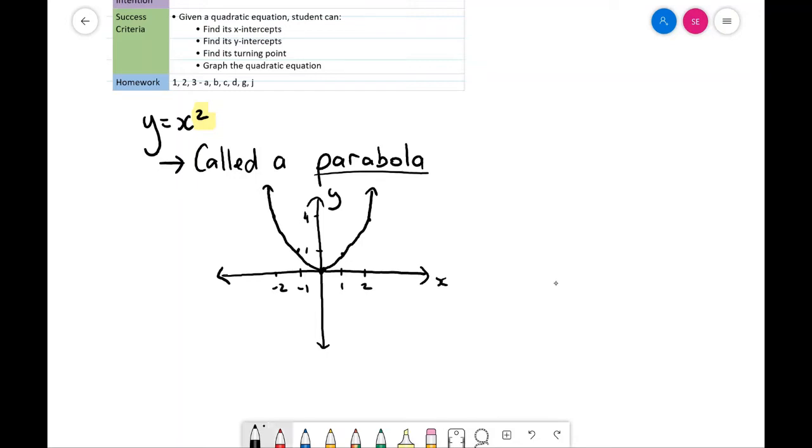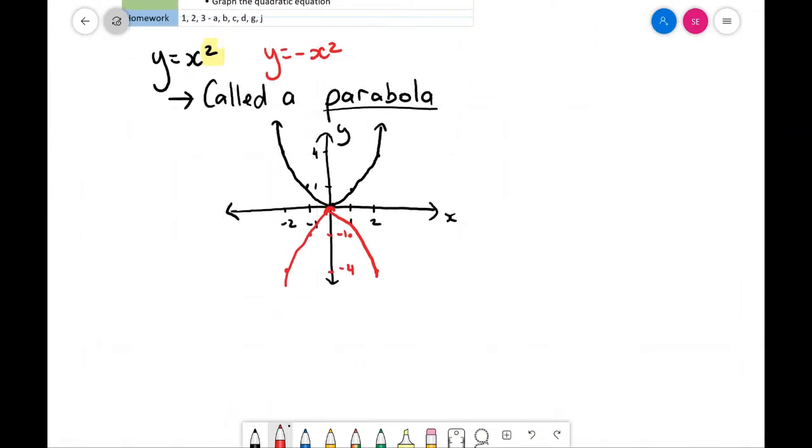If you were to have y is equal to -x squared, it would be flipped over the x-axis, so it would look something like this. Obviously my drawing's not super great, but you can see a better one in your textbook.